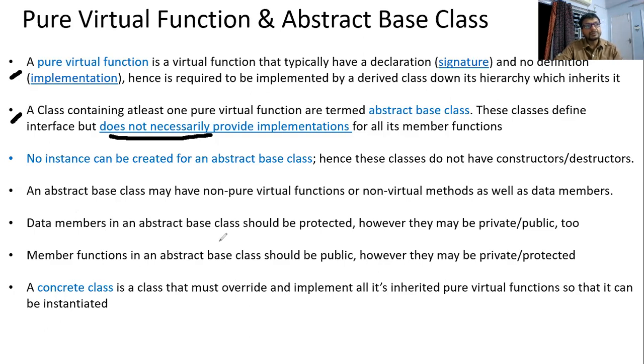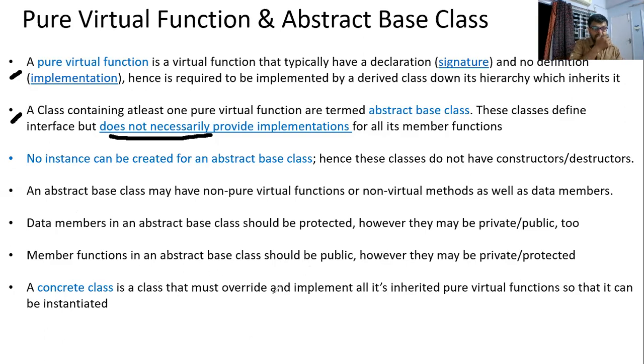And the data members in an abstract base class generally should be protected. However, they can be public or private. And member functions in an abstract base class should be public. However, they may be private and protected. So these are recommendations that data members in an abstract base class should be protected. It does not necessarily mean that they should always be protected, and member functions should be public.